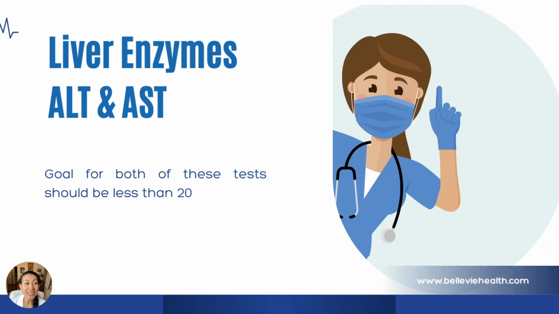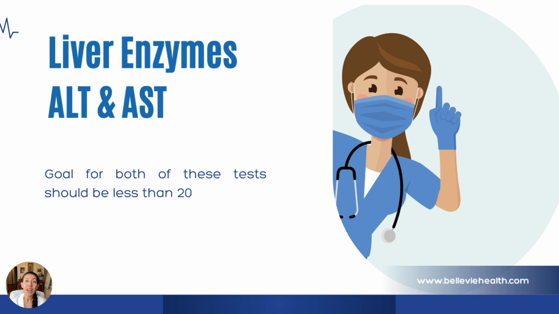Another important test that I want you to pay extra attention to is your liver enzymes test, which is under ALT and AST. For optimal health, your goal for both of these tests should be less than 20. If you're one of those people that have high blood sugar numbers in the morning, or dawn phenomenon, these numbers probably are elevated, and that means that you have fatty liver. We're going to have a training regarding this as well.